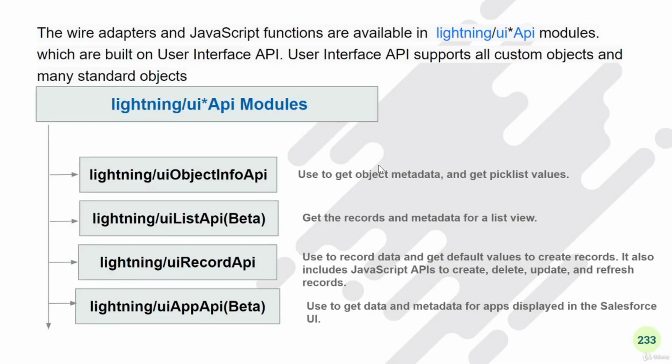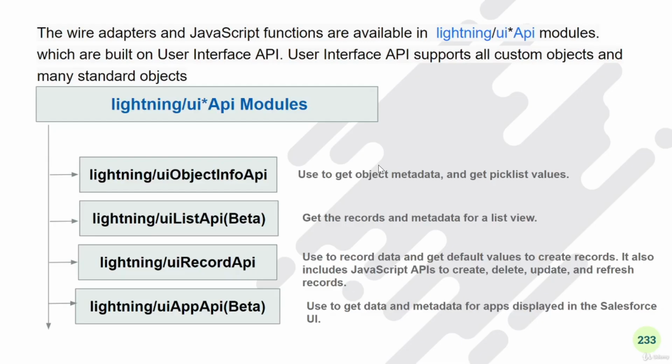This module gives us the different wire adapters as well as JavaScript functions. It is built on top of the User Interface API, and that API supports all the custom objects and many standard objects. If you want to check which objects it supports, you can look into the documentation. And the UI API modules are of 4 types.